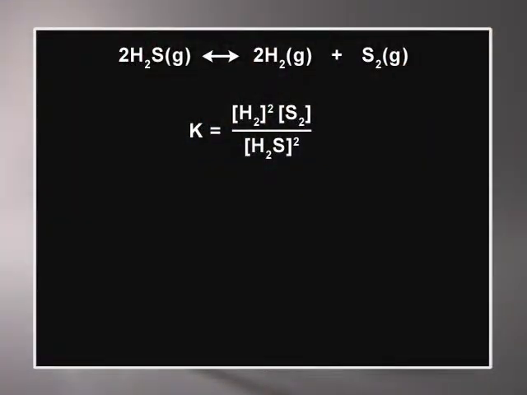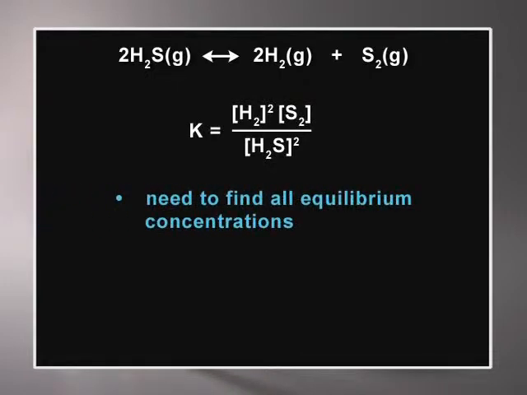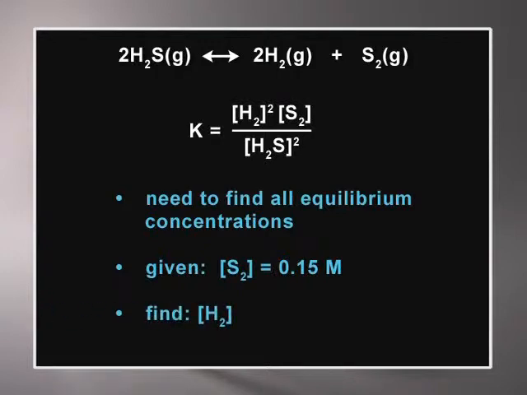K is going to be calculated from the equilibrium constant expression. The equilibrium concentration of hydrogen squared times the equilibrium concentration of sulfur divided by the equilibrium concentration of H2S squared. If I want to calculate K, I need to find all three equilibrium concentrations. One of them is given. They tell me that the equilibrium concentration of sulfur is 0.15 molar. Well, let's see if I can find the equilibrium concentration of hydrogen.